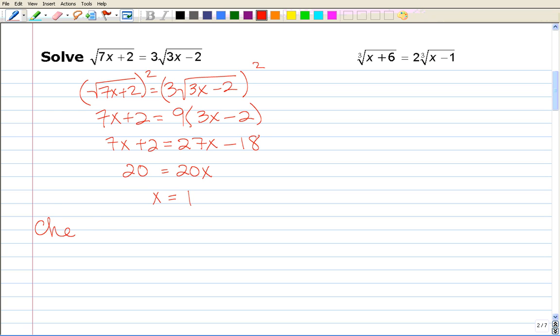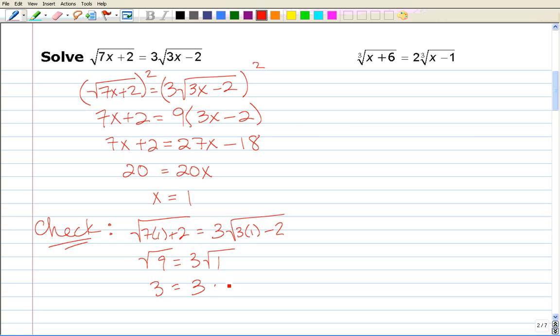Again, it's always good to check that answer. So we had the square root of 7 times 1 plus 2 equals 3 times the square root of 3 times 1 minus 2. So that's the square root of 9, which equals 3. And here we have 3 times the square root of 3 minus 2, which is 1, so that equals 3 as well. It checks out. So x equals 1 is the answer.